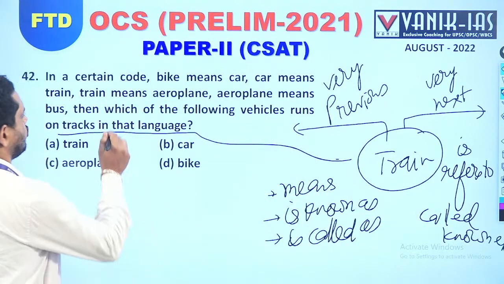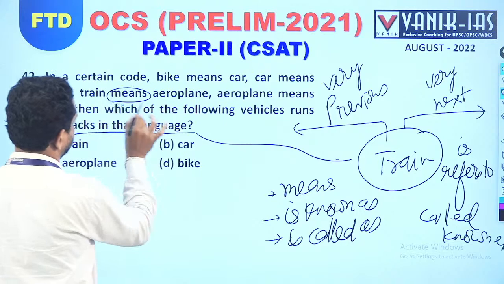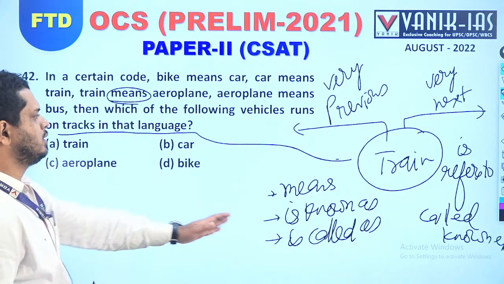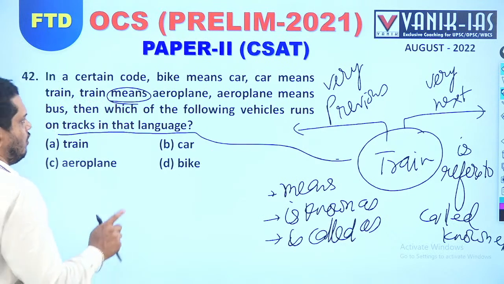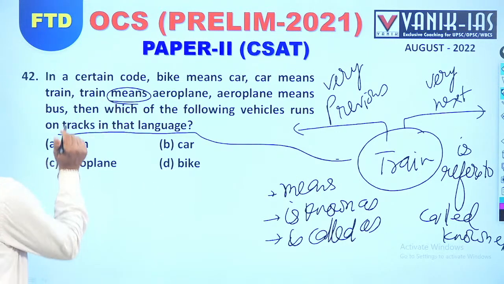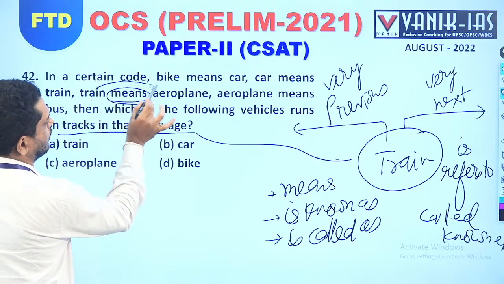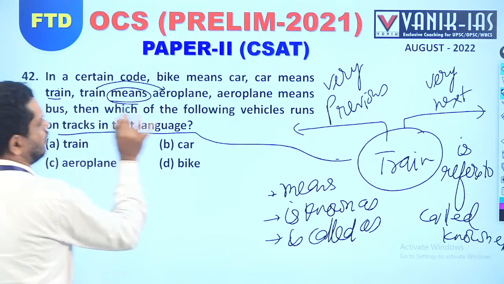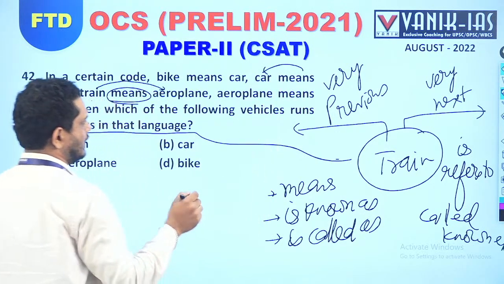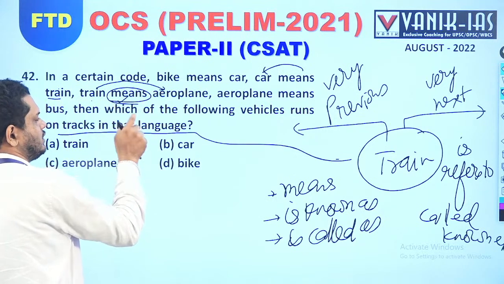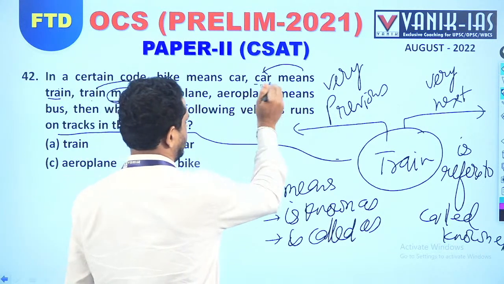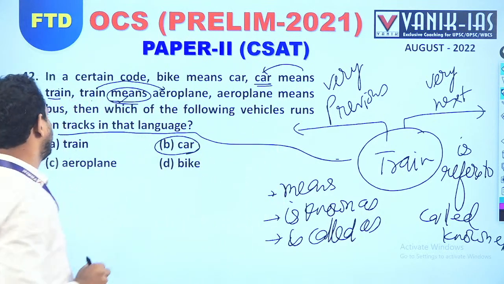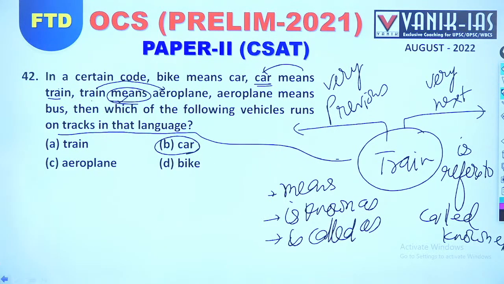Now this is the time to go for means. With the help of means, we have to go for very previous word from the original answer. Now friends, where is train? From train we can move for aeroplane. From train we can also move for car. As this has given means, the answer will be moved for back. From train towards back is answer, and this is car is the correct answer. Question number 42, correct answer is B.